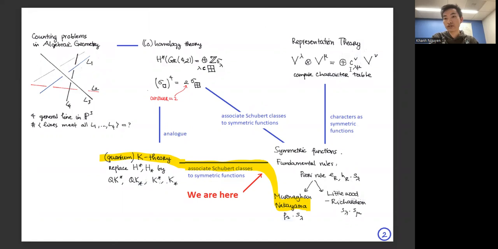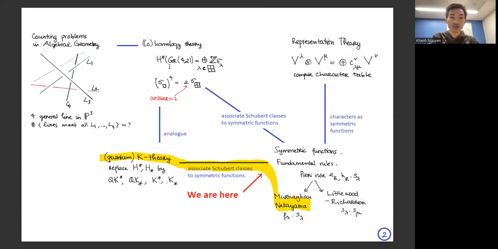So we want to compute the coefficients c_{lambda mu}^nu appearing in the decomposition of V_lambda tensor V_mu. To do that, we associate the character of V_lambda with the Schur function s_lambda, and the character of V_mu with the Schur function s_mu. Now by the Littlewood-Richardson rule for s_lambda times s_mu, we can compute the coefficients c_{lambda mu}^nu. Now, to compute the character table of the symmetric group, we can do this by using the Murnaghan-Nakayama rule.